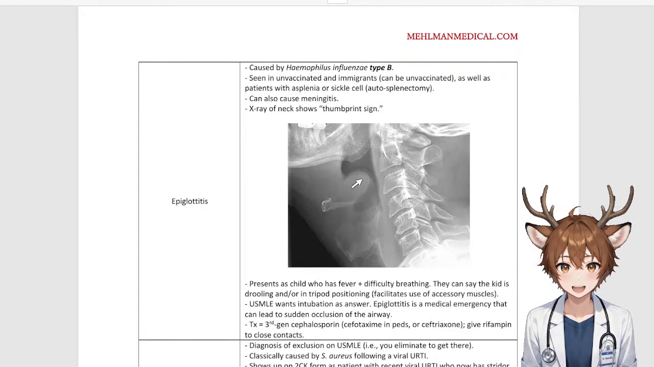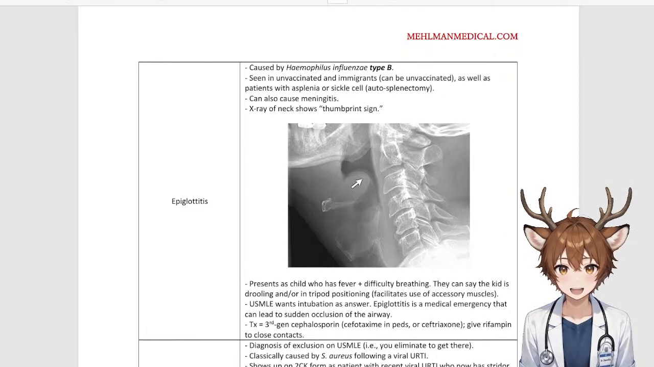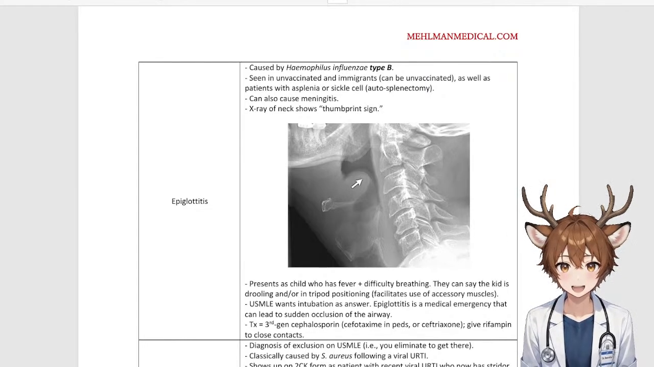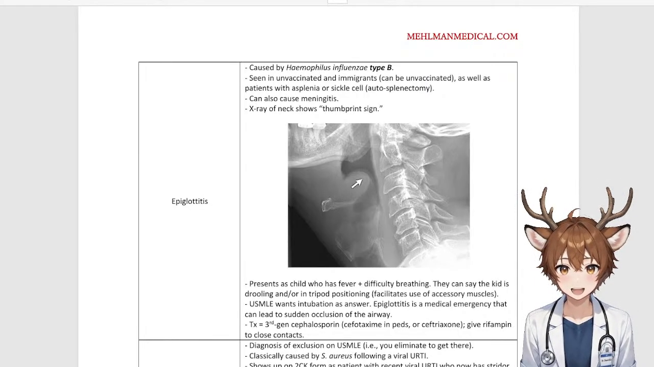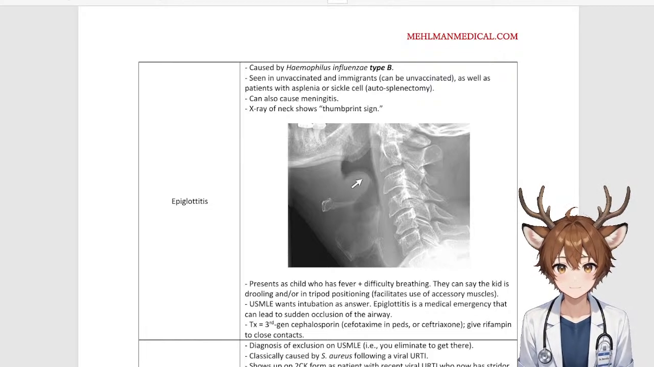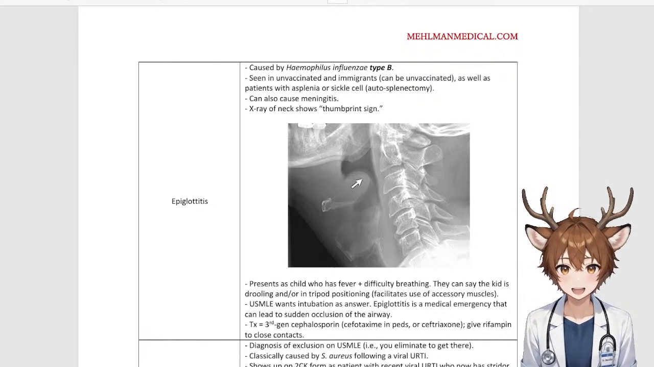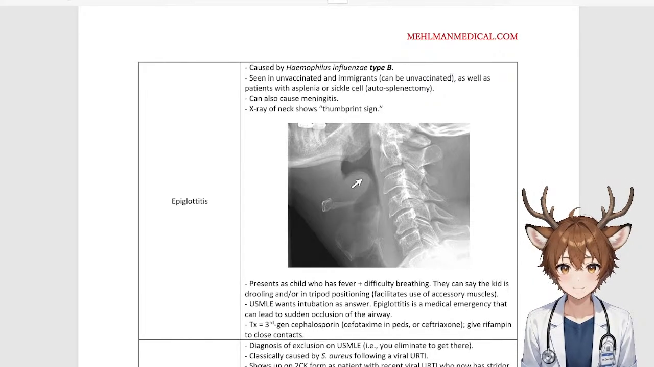Presents as a child who has fever plus difficulty breathing. They can say the kid is drooling and or in tripod positioning, which facilitates the use of accessory muscles. USMLE wants intubation as the answer. Epiglottitis is a medical emergency that can lead to sudden occlusion of the airway. Treatment equals third-generation cephalosporin, cefotaxime in peds, or ceftriaxone. Give rifampin to close contacts.